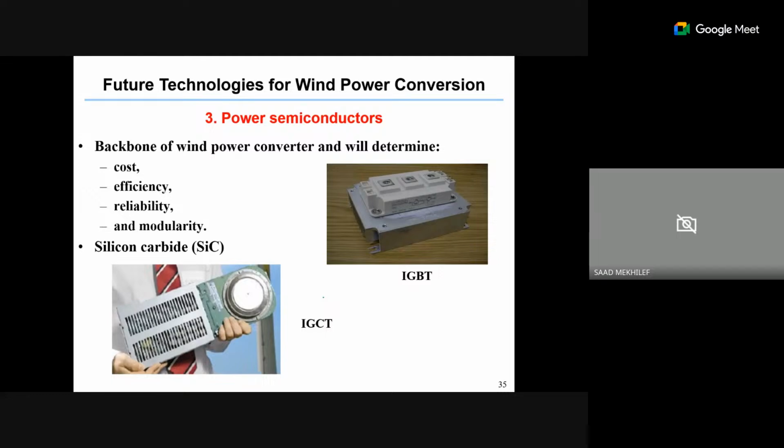Okay, which is the backbone of the power converter. The switches are the backbone, because all these converters are actually a combination of different switching devices. Almost 10 years ago we saw silicon carbide and GaN devices, which are able to handle high power, high switching frequency, high current and high temperature.